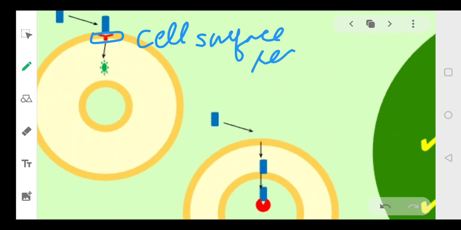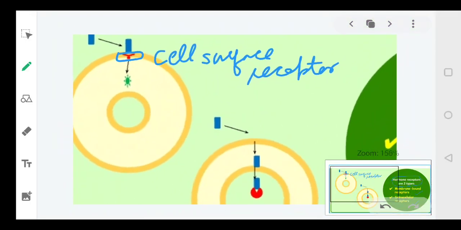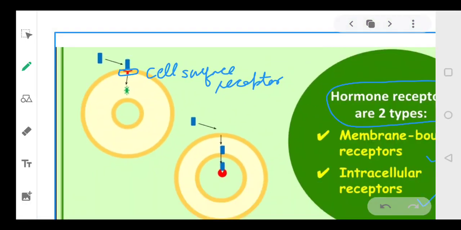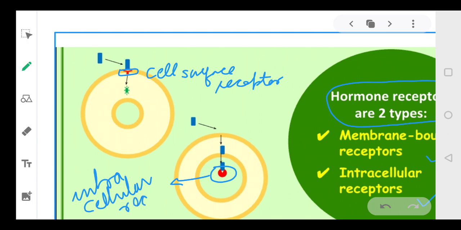When the receptor is present on the surface of the cell, then we call it a cell surface receptor. Secondly, you see the receptor is present inside the cell. So that will be called an intracellular receptor. Okay, when the receptor is present inside the cell, we call it an intracellular receptor. So we can have two types of receptors. One that are present on the surface of the cell, and secondly which are present inside the cell.